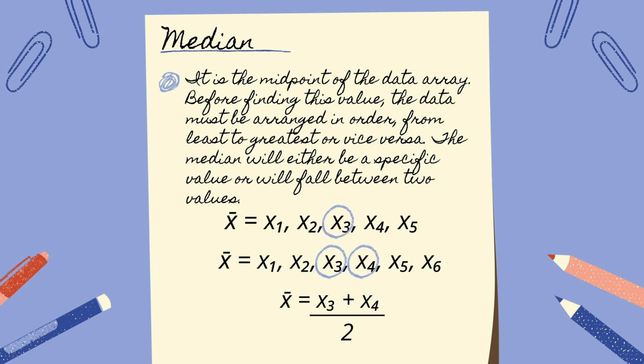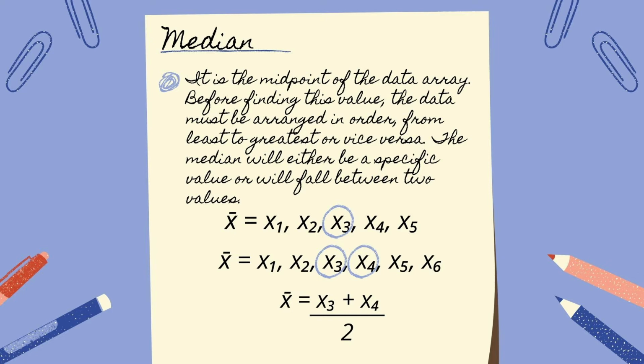And now we're going to talk about median. What is median? Median is the midpoint of the data array. Before finding this value, the data must be arranged in order, from least to greatest or vice versa. The median will either be a specific value or will fall between two values.